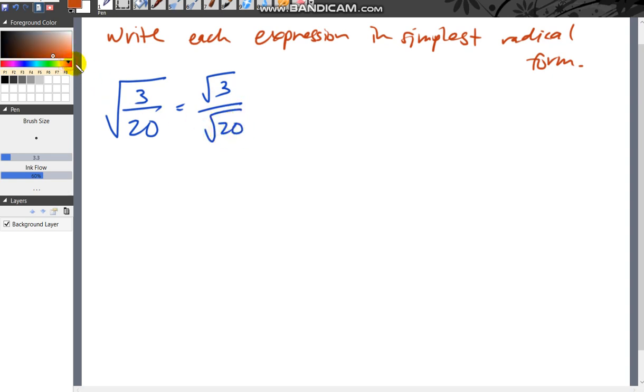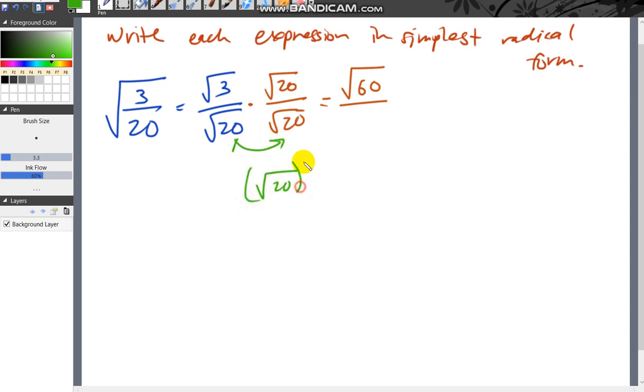Then we can get rid of the square root in the denominator, but we have to multiply top and bottom by the square root of 20. By doing so, we have the square root of 3 times the square root of 20. We just multiply right across, so we have the square root of 60. Then the square root of 20 times the square root of 20, like I showed you earlier, is basically the square root of 20 squared. The square root will cancel out with the square, and all you're left with is 20.